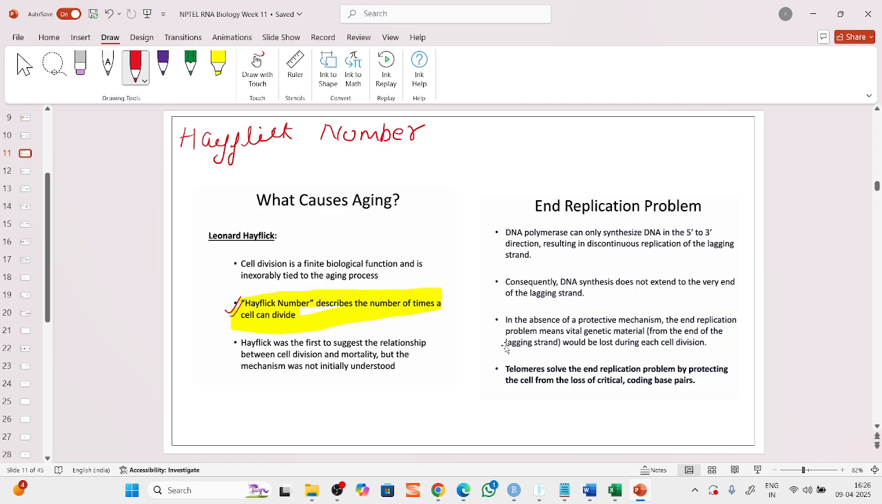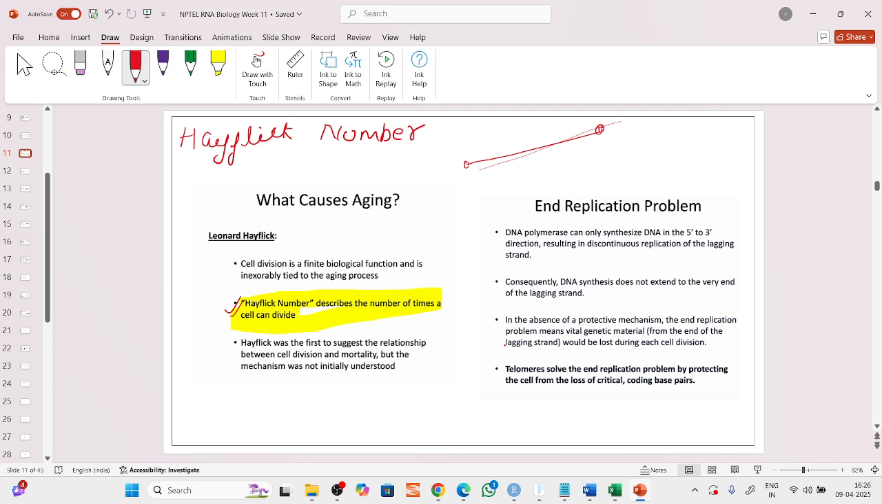So now comes the end replication problem that we have discussed. With each round of cell division, what happens? If this is your chromosome and this is the end, the replication cannot happen up till the end of the chromosome. So each round of cell division will lead to the loss of some part of the chromosomes. But is it good? Is it required that with each round of cell division, the chromosome should get lost? No, because we need the chromosome and we need all the genetic content.